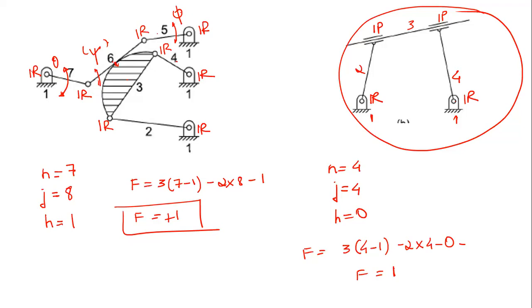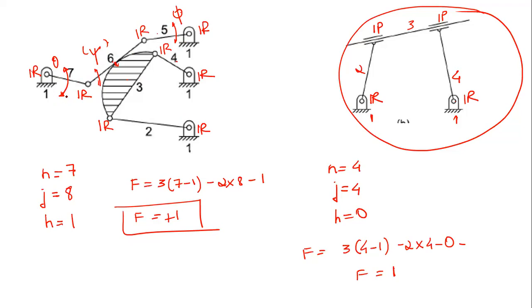So let's say when I say that the degree of freedom of a mechanism is plus 1, right? Then I always say that there will be a unique relationship between the motion of input and output link, right? So let's say if in this mechanism, consider this link 7 as input, and consider this link 5 as output.